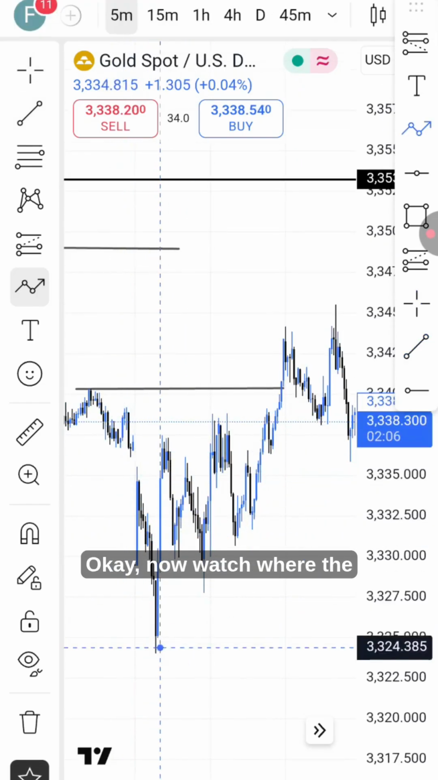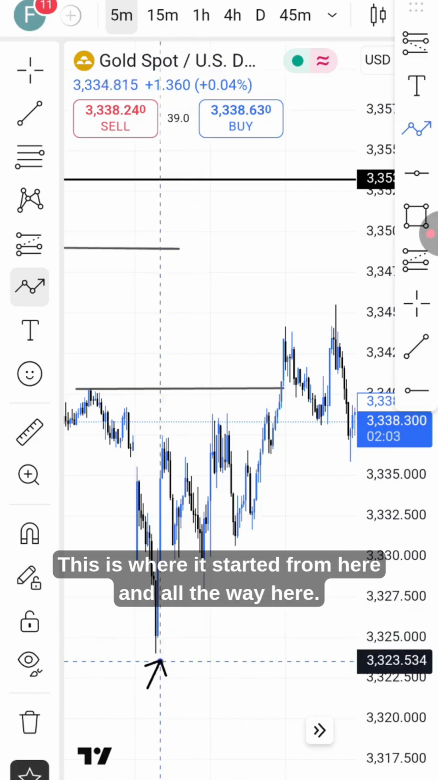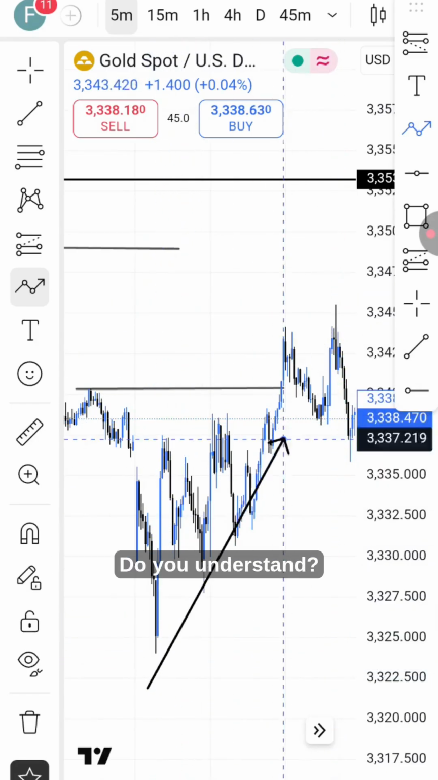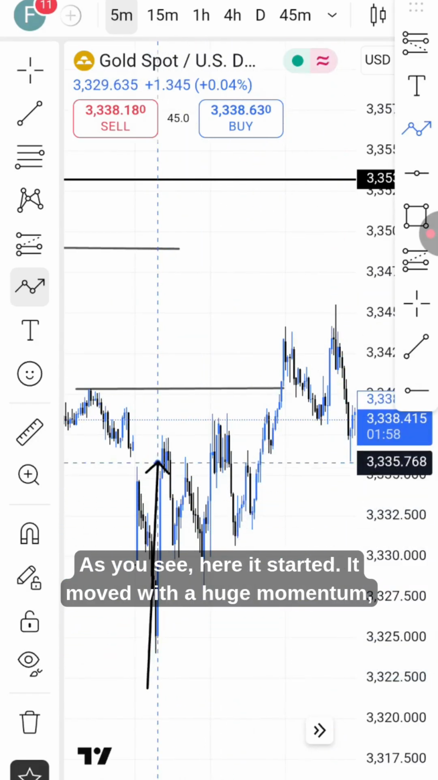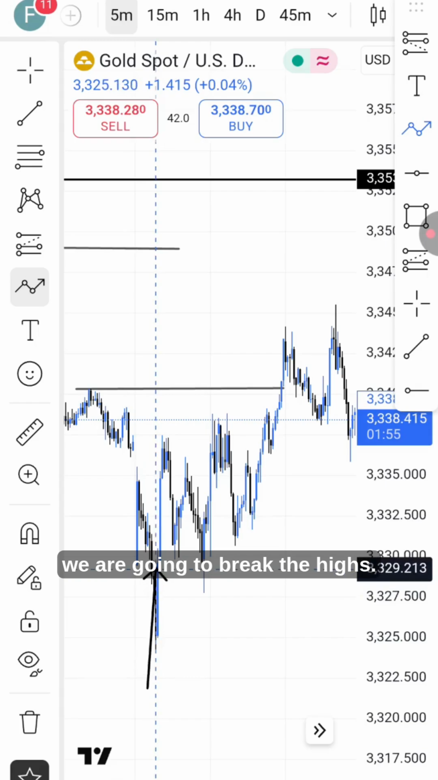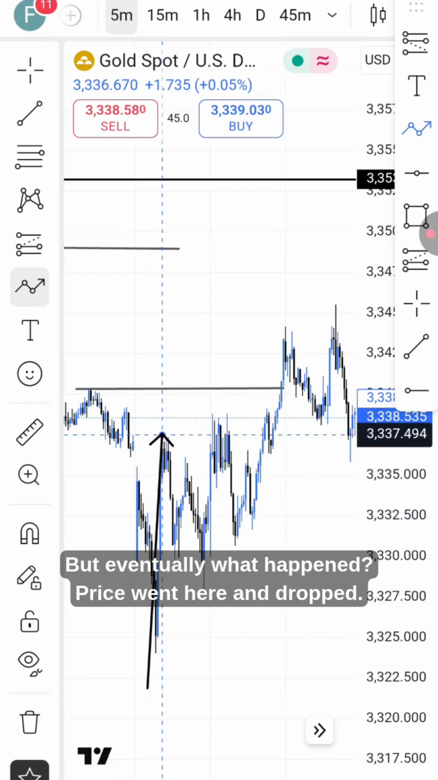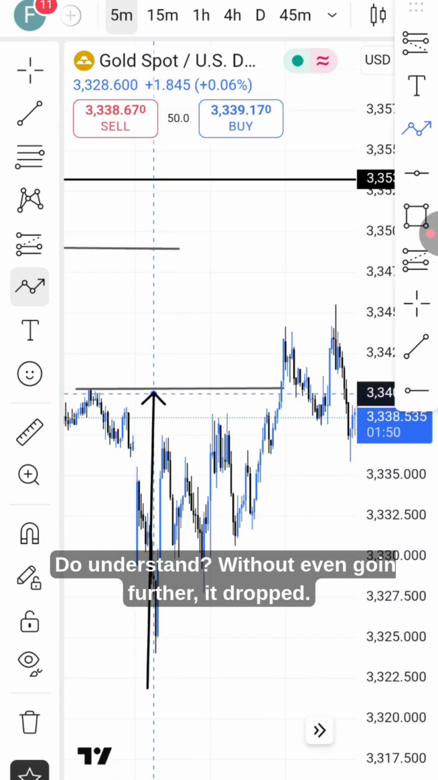Okay, now watch where the bullish momentum started. It started from here and went all the way here. Do you understand? It moved with a huge momentum, giving us the impression that we're going to break the highs. But eventually what happened? Price went here and dropped. Without even going further, it dropped.